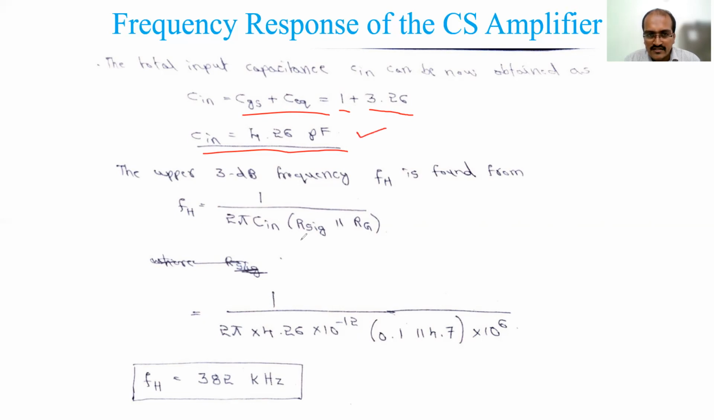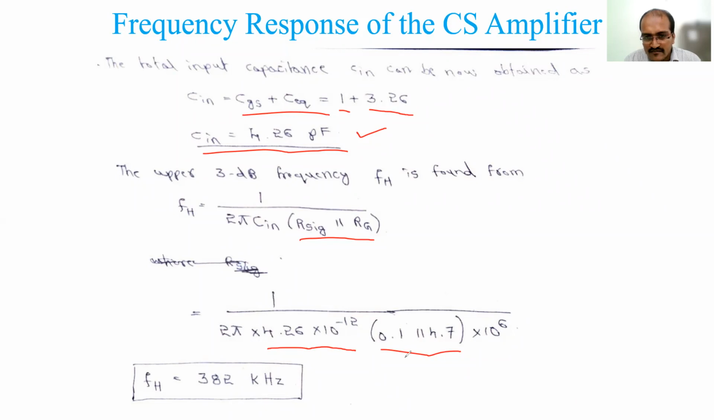Similarly you can calculate R signal parallel to RG as R signal dash, but I have calculated it in the formula itself. You can do this as R signal into RG by R signal plus RG, calculate and keep the answers like this. Since it is a book problem scaled the same way, I have continued that. Now the formula for FH is 1 by 2 pi C in R signal parallel to RG, the last equation we have derived, right? So 1 by 2 pi, C in is 4.26 picofarad. That's why 10 to the power minus 12 I have written. And here it is 0.1 parallel to 4.7, because R signal 100 kilo ohm converted into mega is 0.1, parallel to 4.7 into 10 to the power 6.